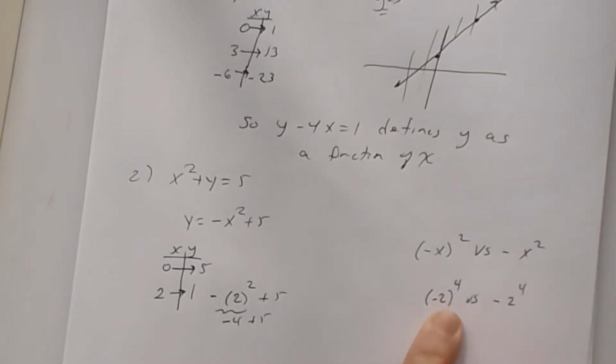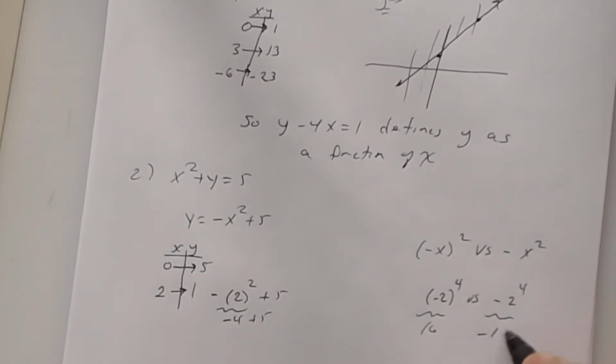Negative 2 to the 4th is 16. This negative, the 2 to the 4th is what? Negative 16. So there's a difference. So you got to be careful when you evaluate functions coming up in a little while.